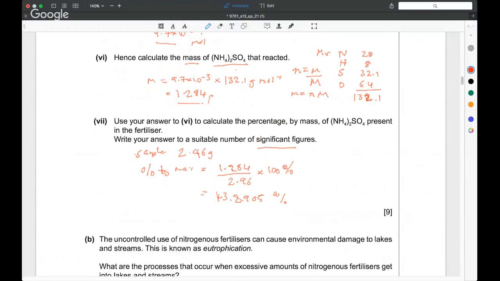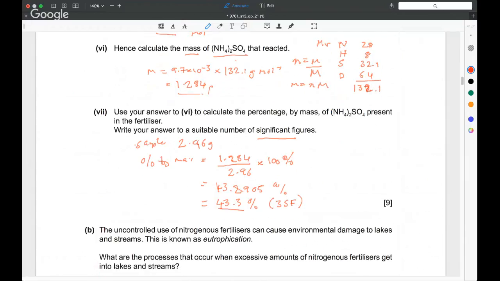Now it's saying, okay, you've got that value, but we need it to a suitable number of significant figures. Well, what is a suitable number? You need to look back at the data that you had to do your calculations in the question and give the answer to the smallest number of significant figures that you had in the question. If you look back at the question, all the data there is to 3 significant figures. So we've got to give our answer here, percentage, to a similar level of precision, 3 significant figures. So just take that to 3 significant figures, that's 43.3%. And just to be absolutely clear, I'll put in brackets here, 3 significant figures. That's our value there.